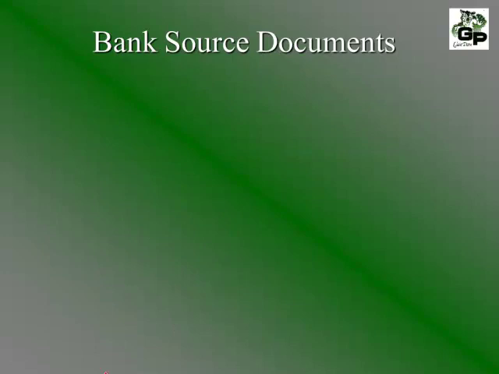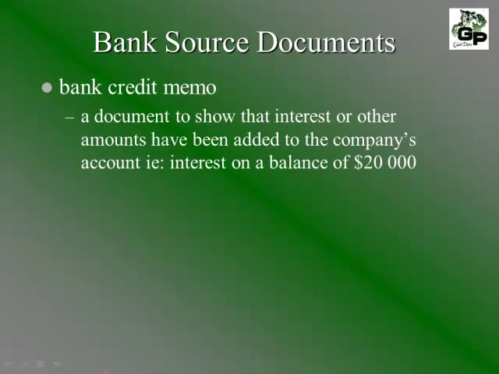Bank source documents are documents that need to be discussed. One is called a bank credit memo. This is a document to show that interest or other amounts have been added to the company's account. So this is the bank saying, you have money that you have deposited in our account and we have been using it and we want to pay you because we used it. Now normally these amounts are very low, probably less than 1%, but they are still added to the business bank account by using a bank credit memo.